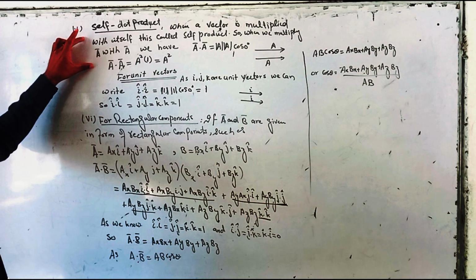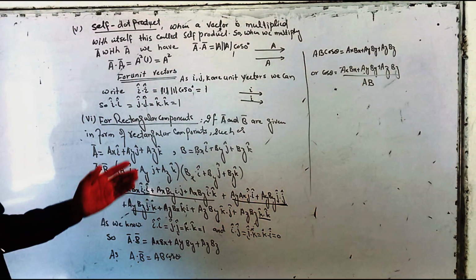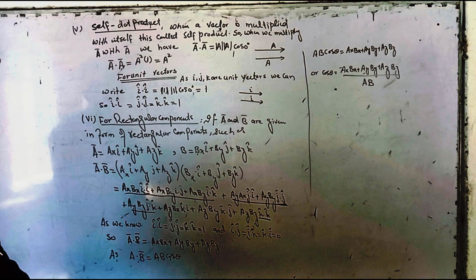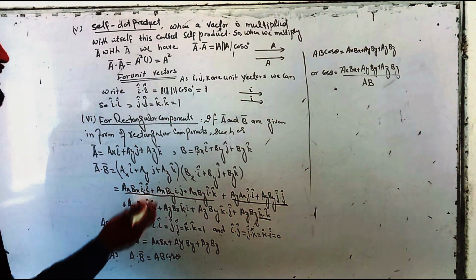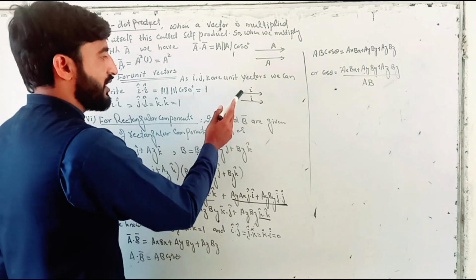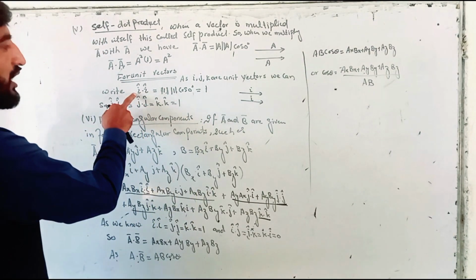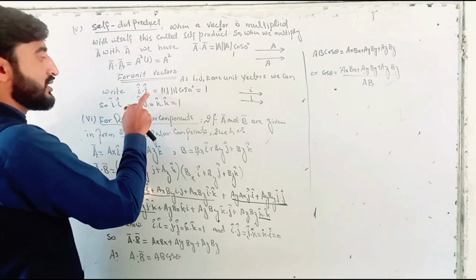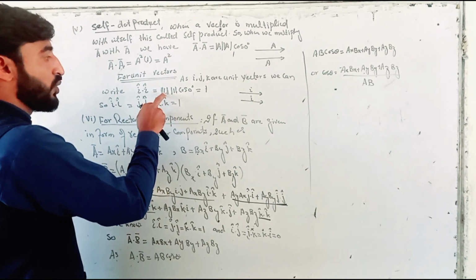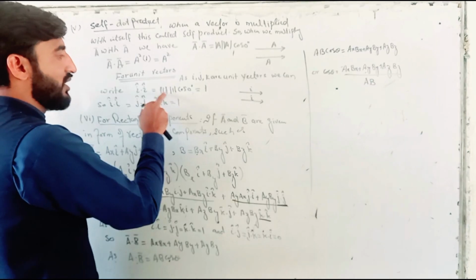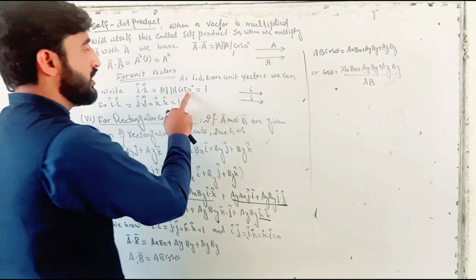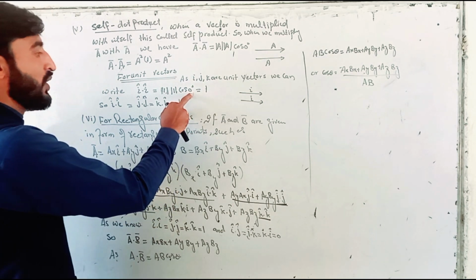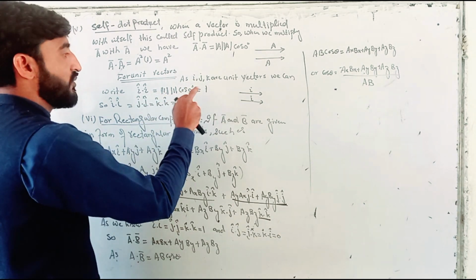This was for an ordinary vector. If we have unit vectors, i, j and k, which represent the x-axis, y-axis and z-axis, and we take their self product, say the self product of i vector with i vector, I will write i dot i. The magnitude of i is 1 because i is a unit vector. The second i is also a unit vector, so both have magnitude 1. And the angle between them is 0 degrees, so cos 0 degrees, which is equal to 1. So when we multiply all these terms, we get 1.